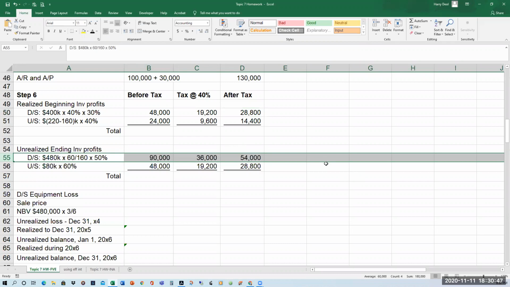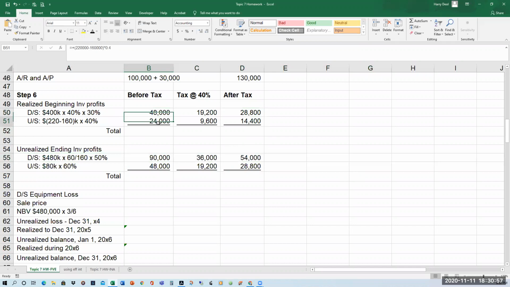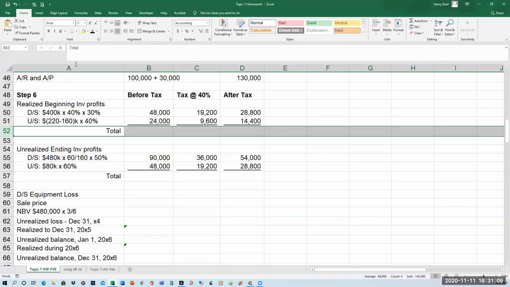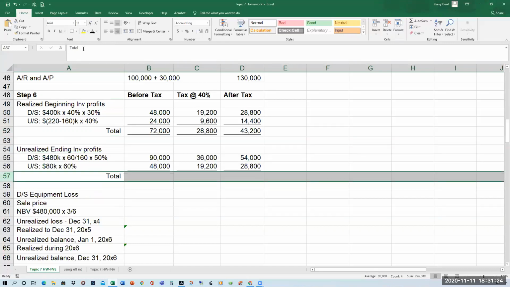So hopefully you'll appreciate being given the intercompany profit information in various different forms. In order to avoid having to make too many adjustment lines on the consolidated income statement, I just went ahead and added together the realized profits, the downstream and the upstream, because on the consolidated income statement, it doesn't matter if the amount is upstream or downstream. We have a total amount of $72,000 of before tax realized profits and a total amount of $138,000 of unrealized ending inventory profit.